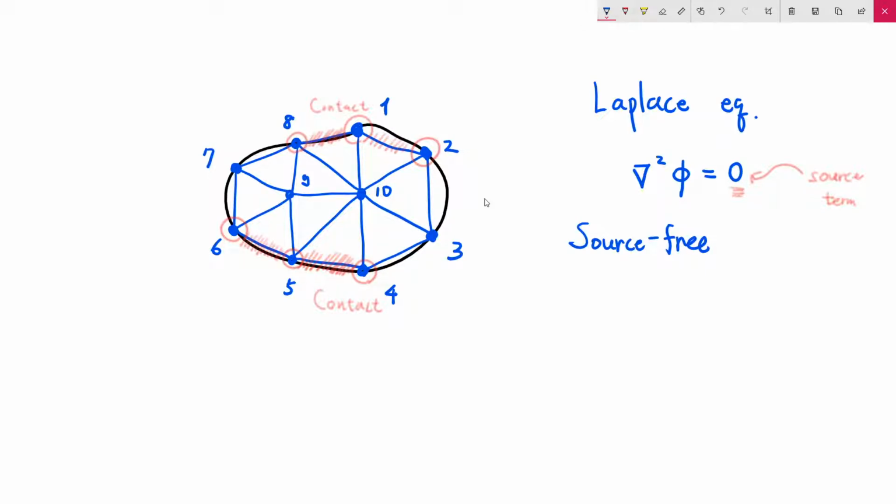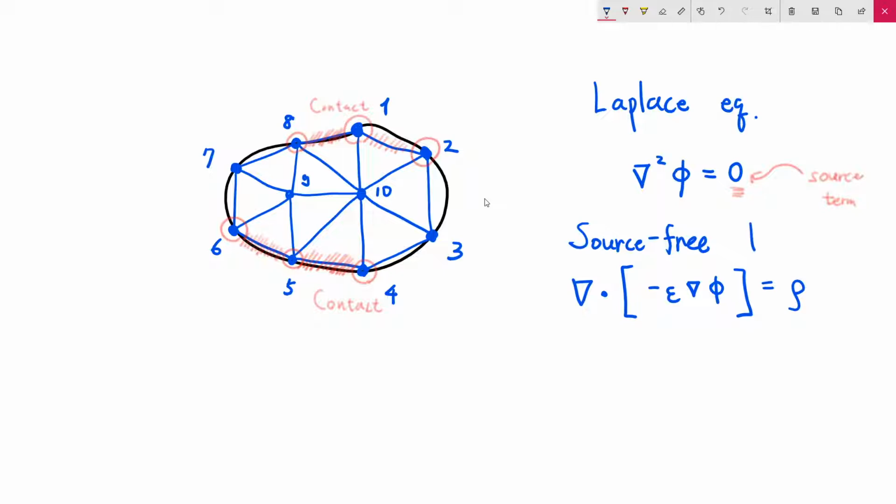So the general form of our so-called Poisson equation, written with the electrostatic approximation, looks like this. This is the general form of the Poisson equation.